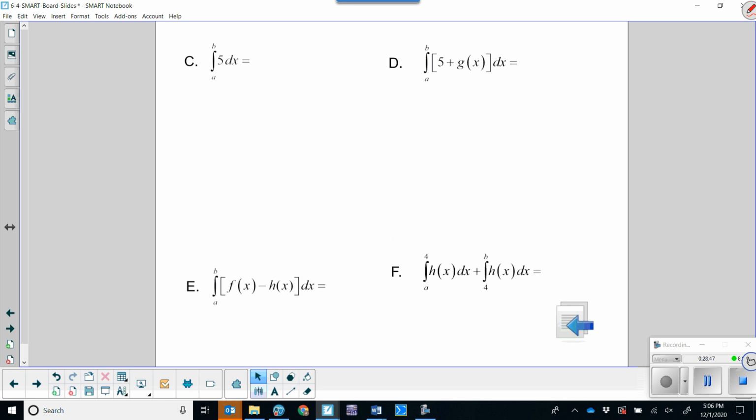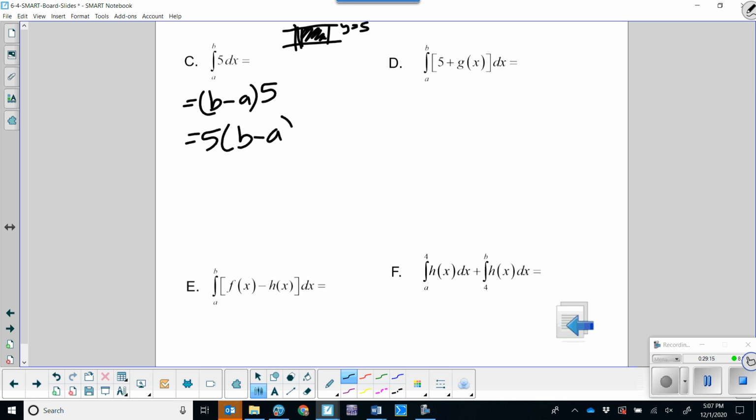So if I look at C and I think about what I was saying, this is telling me to find the area underneath the function called 5, which is just y equals 5. And I'm going to go from A to B, wherever they are. So obviously, it's just going to be a rectangle. The width of the rectangle is B minus A, and the height of the rectangle is 5, because that's where it is. So my answer is just 5 times the quantity B minus A, or 5B minus 5A, you know, whatever.